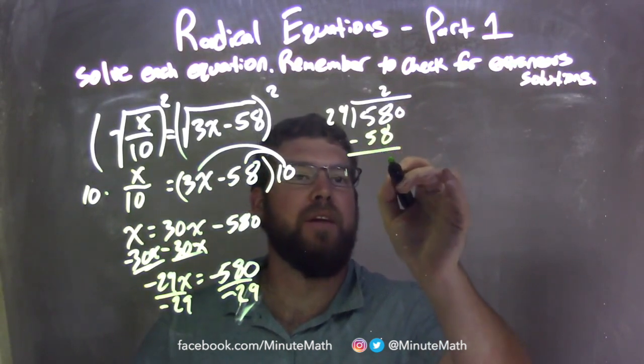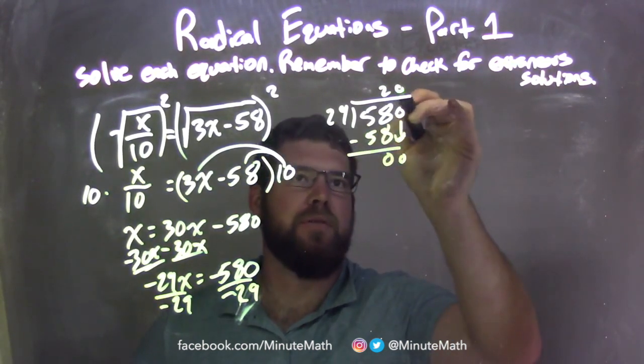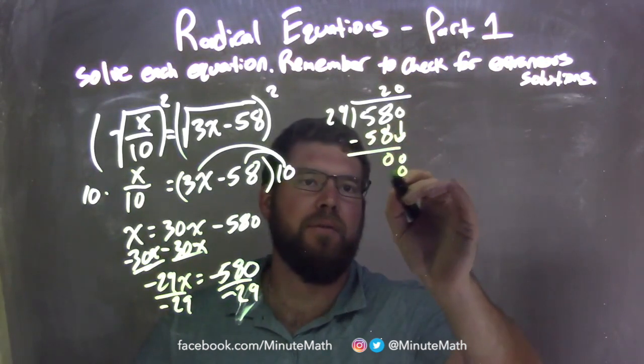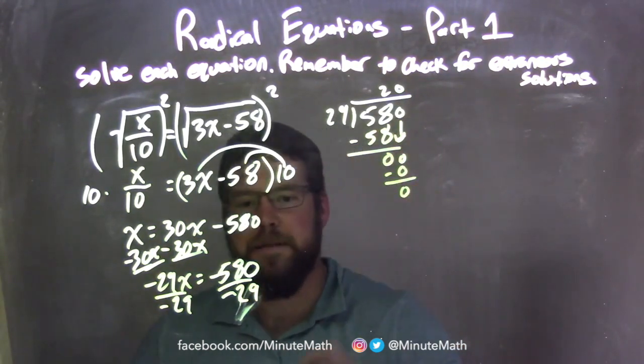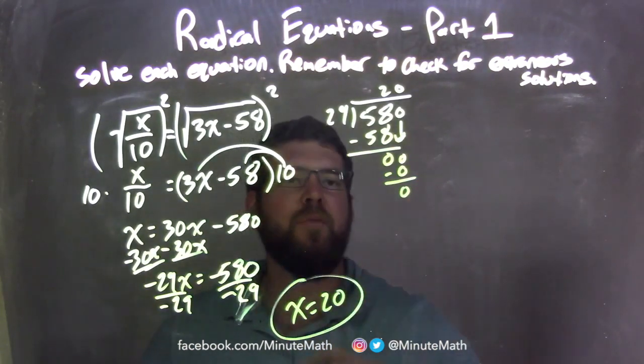Subtract them. 58 minus 58 is 0. Bring down the 0. 29 goes into 0. 0 times 29 is 0. Really doesn't matter. 0. 20. And so x equals positive 20 is my solution here.